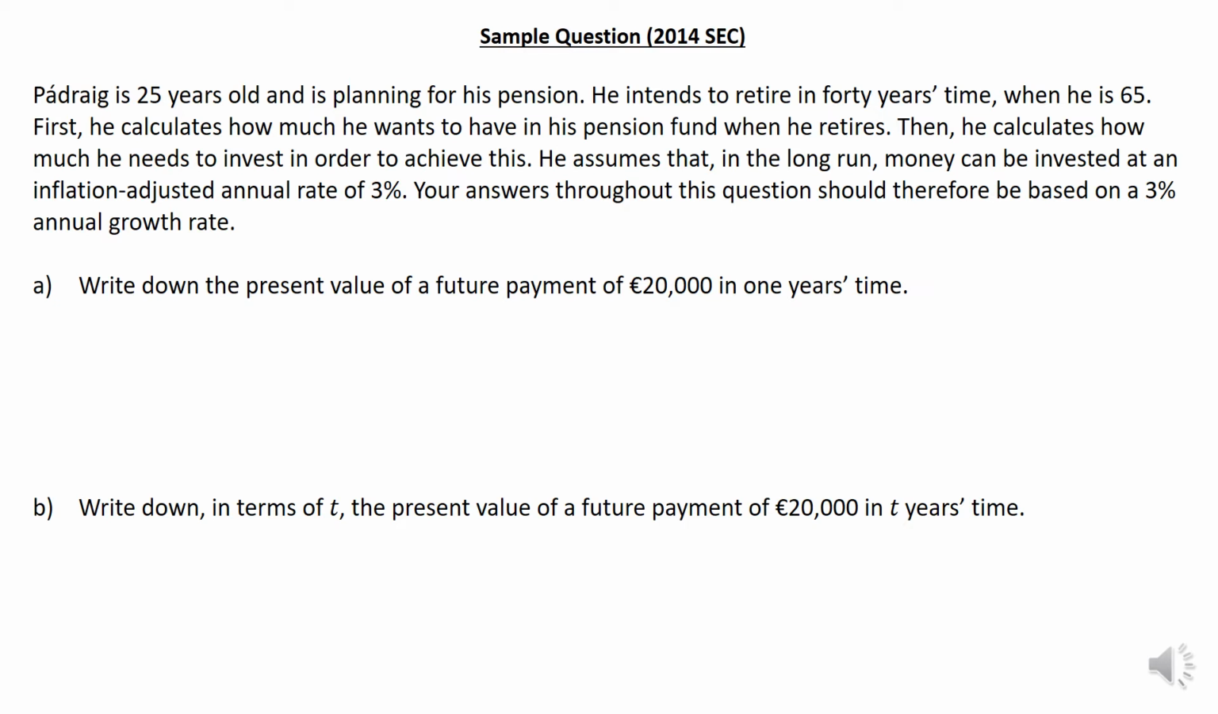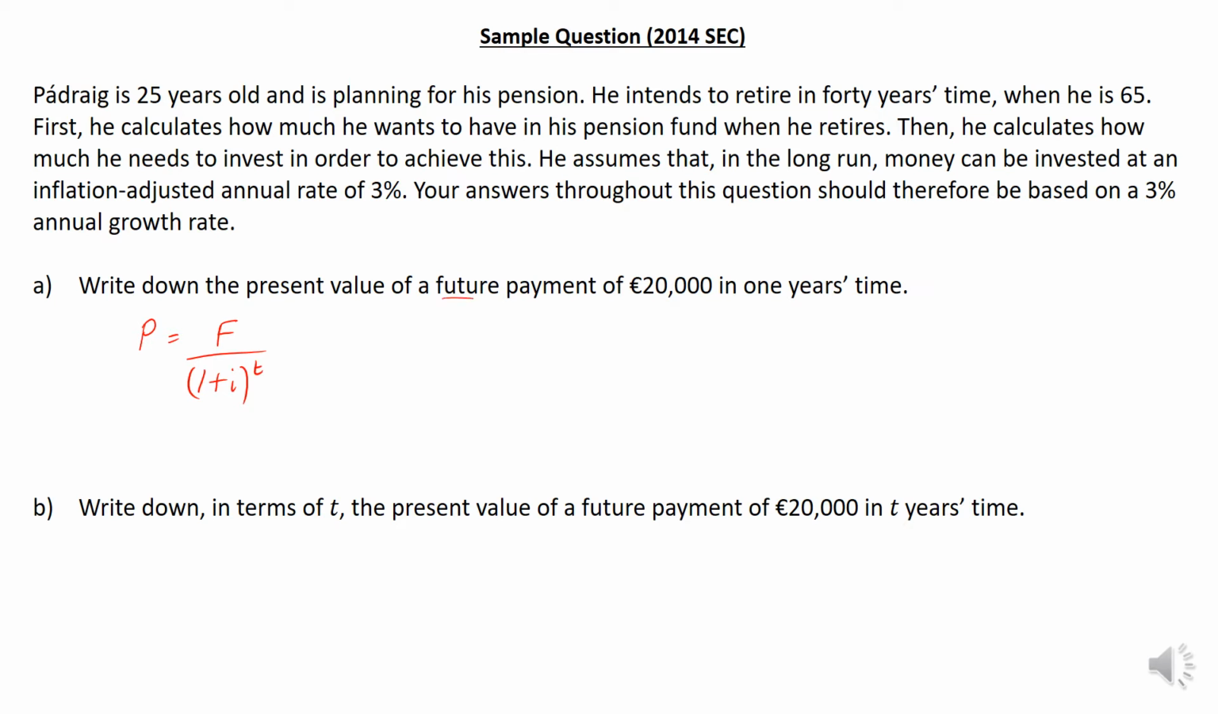Let's see. Part A says write down the present value of a future payment of €20,000 in 1 year's time. So this is really not relevant to the information above. It's just a general starter question. We may use it later on in the question because they tend to lead us in. So we know about present values. Let's write down the present value formula, and let's insert the information that we have.